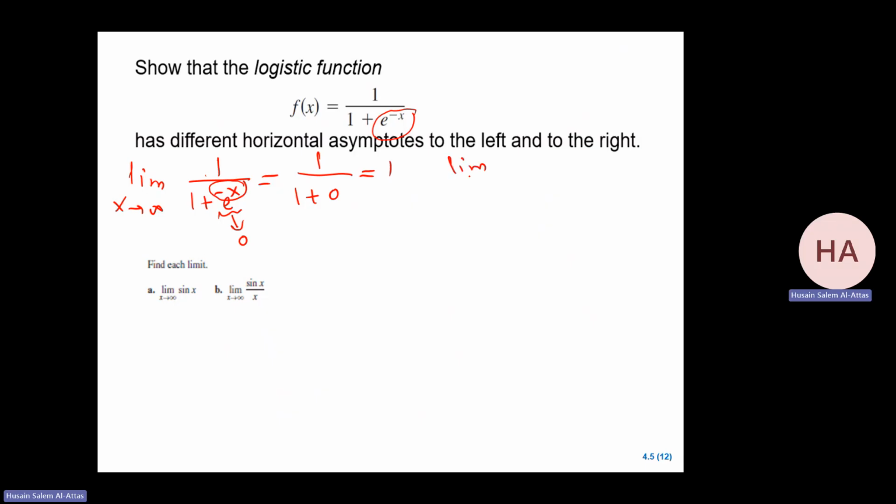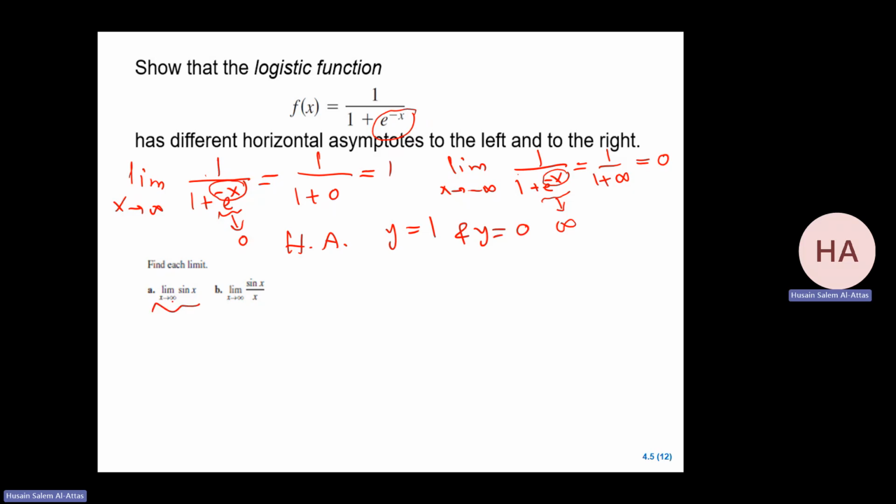Now, what is the limit as x goes to minus infinity for the same function? Be careful here. This one will be plus infinity, because minus times minus is plus, so this thing goes to infinity. So I have 1 over 1 plus infinity. If we can write it this way, it's 1 over infinity, which is what? 0. So what are the horizontal asymptotes? y equal 1 and y equal 0.